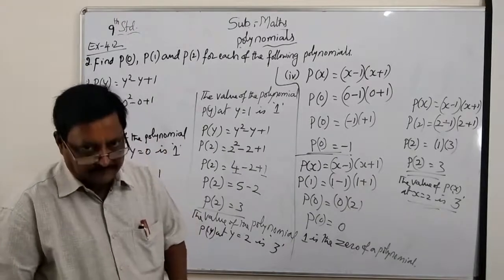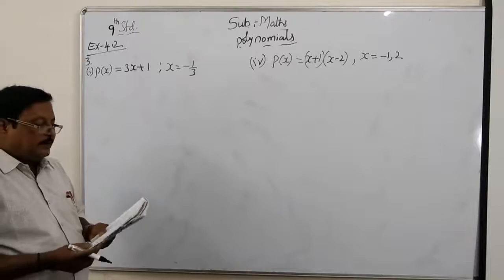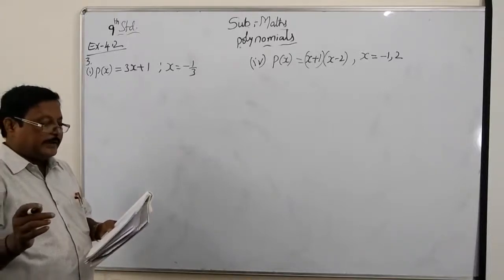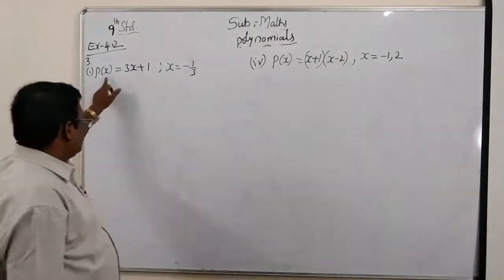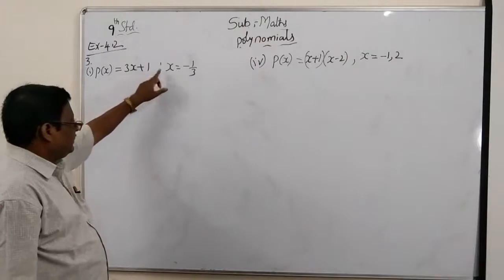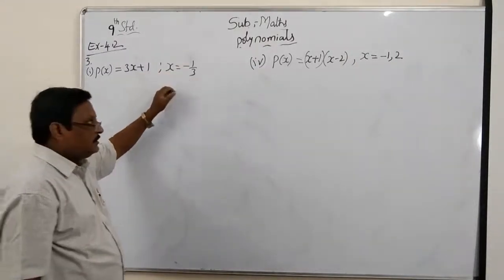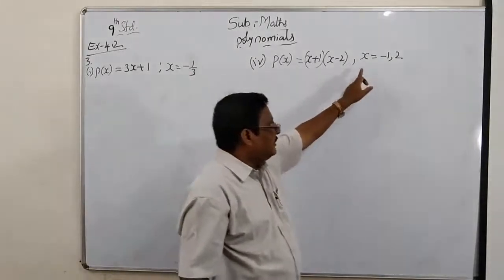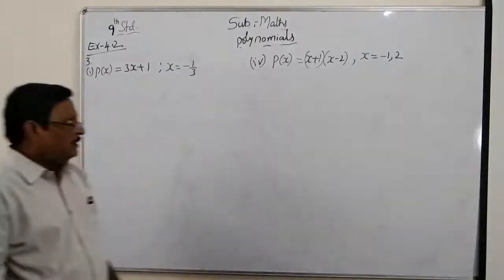Next, the third main question: verify whether the following are zeros of the polynomial indicated against them. Verify this one. First one is p of x is equal to 3x plus 1, x is equal to minus 1 by 3. Check whether it is a zero of the polynomial or not. Next, p of x is equal to x plus 1 into x minus 2, x is equal to minus 1 and 2. Are they zeros of the polynomial or not?